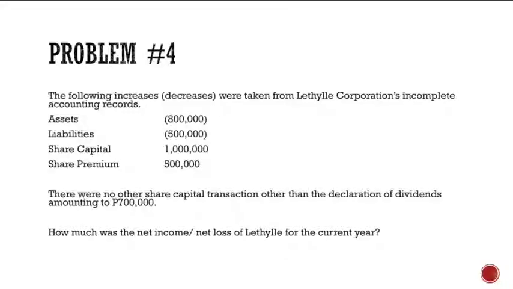Then we have the last problem, problem number 4. The following increases and decreases were taken from Lifewealth Corporation's incomplete accounting records. You have assets, 800,000 decrease, liabilities, 500,000 decrease, increase in share capital, and increase in share premium. There were no other share capital transactions other than the declaration of dividends amounting to 700,000. The question is, how much was the net income or net loss for the current year?